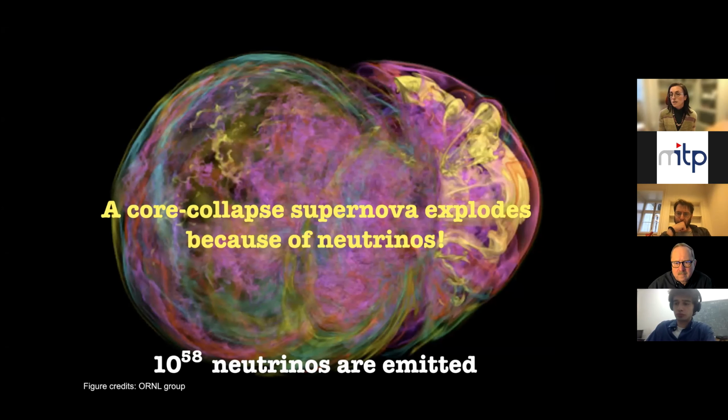As I mentioned, during the explosion of the supernova, 99% of the energy goes into neutrinos. So we expect a neutrino burst that should carry about 10 to the 58 neutrinos. Given these numbers, you can already gauge that most of the supernova physics is led by weak interactions through neutrinos.